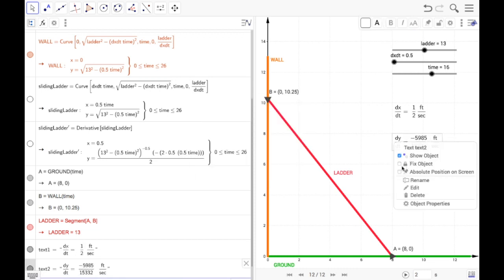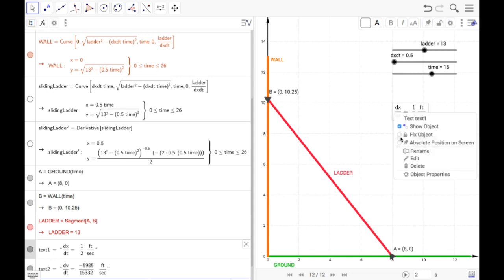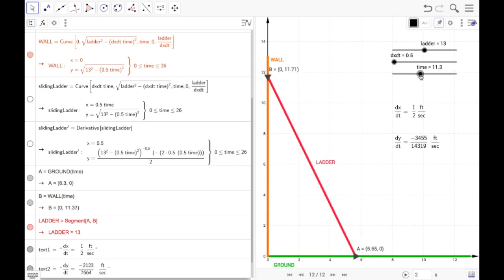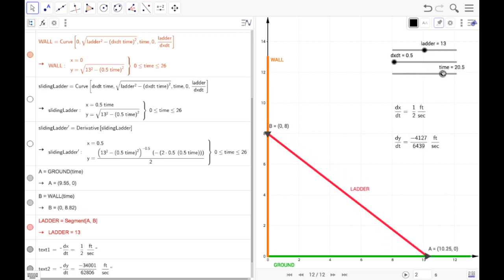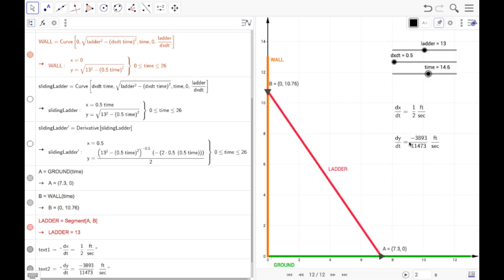And what I want to do is fix the object and absolute positioning. Alright, so now as we slide the time back and forth, we see it moving up and down. We see our change in rate for the y-axis, or the top of the ladder.